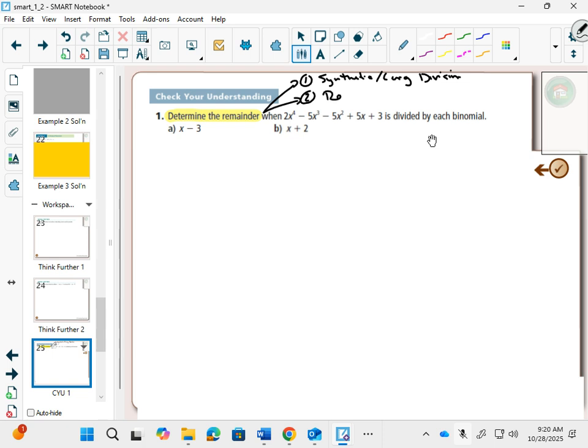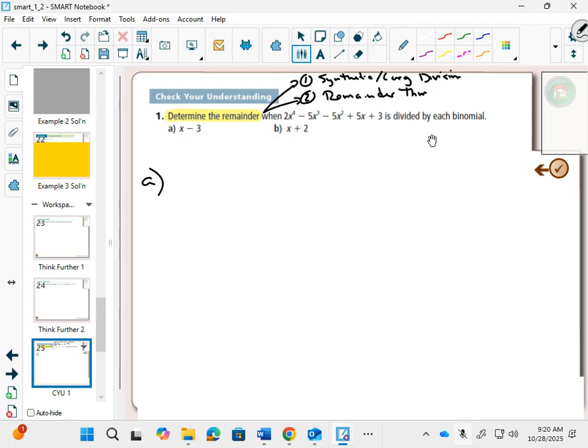Or method 2, you can use your remainder theorem. And they're both good strategies. I can find some questions where I'm like, oh, synthetic division is going to be way better than using the remainder theorem, and other ones where I'm like, ooh, the remainder theorem is way better than synthetic division. So they're both good strategies, but usually in certain cases one is better than the other. Let's look at A, we'll do both methods, and you can decide which one you like better.